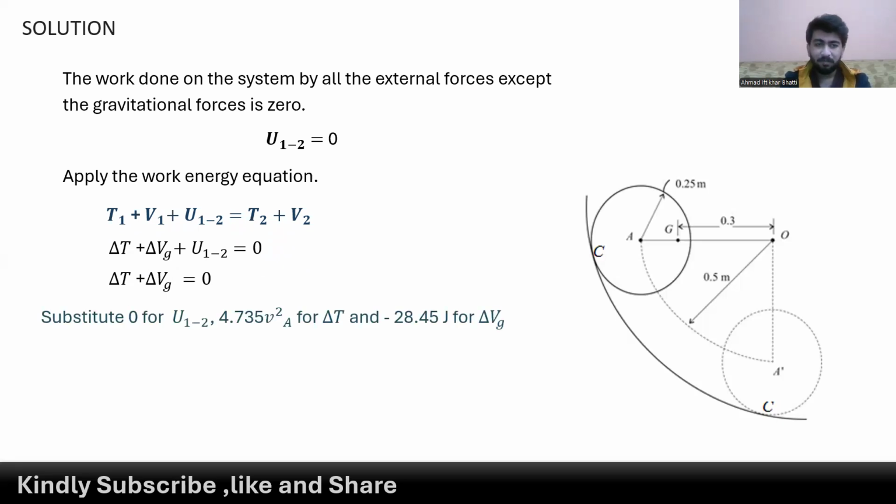So we have to substitute the work done values, the change in kinetic energy values, and the change in potential energy values. So we can find the value of velocity, that is equal to 2.45 meter per second.